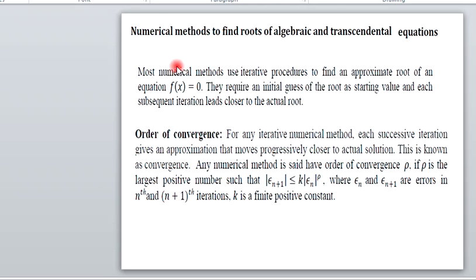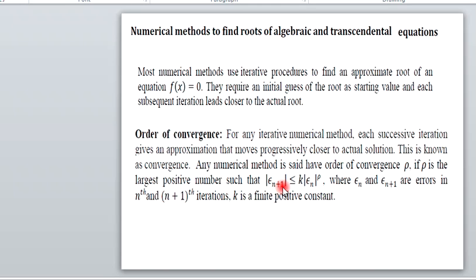Next, we are discussing numerical methods to find roots of algebraic and transcendental equations. Normally, we use iterative procedures. Most numerical methods use an iterative procedure to find an approximate root of an equation f(x) equals 0. It requires an initial guess of the root as a starting value, and each subsequent iteration leads closer to the actual root. And this is the formula for order of convergence.